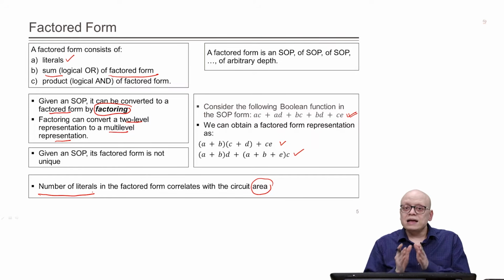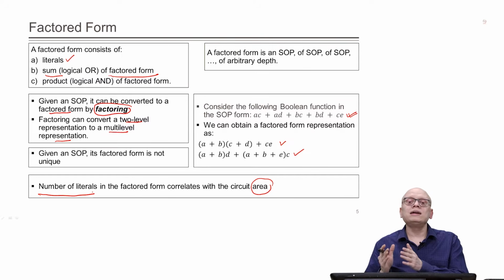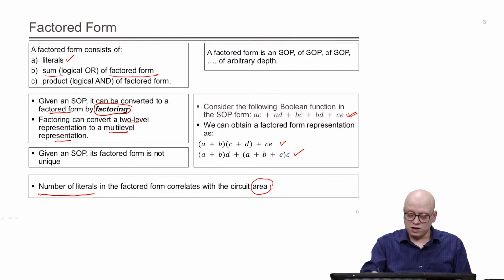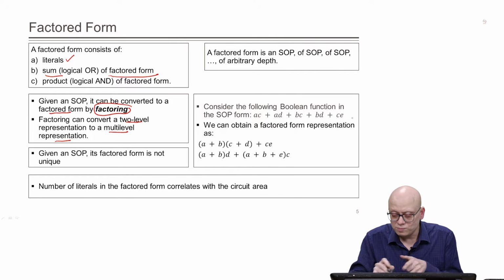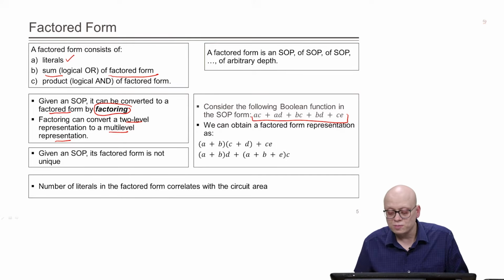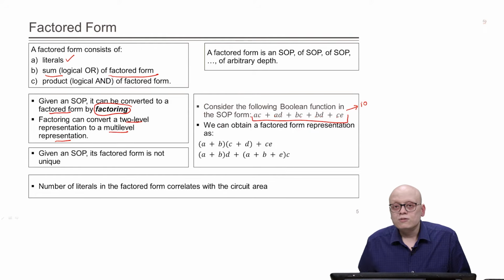And that is why if we just count the number of literals in the factored form, we can quantify the area taken by the Boolean function in the factored form representation. For example, if we consider this factored form, so we said that SOP is also a factored form, we can count the number of literals: 1, 2, 3, 4, 5, 6, 7, 8, 9, 10. So it has a number of literals as 10.